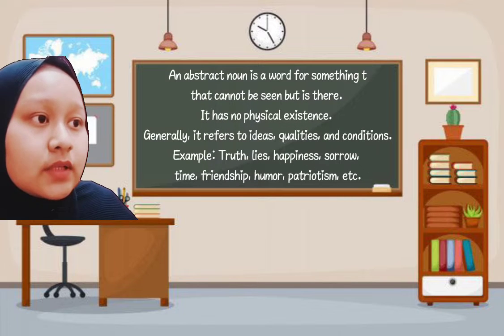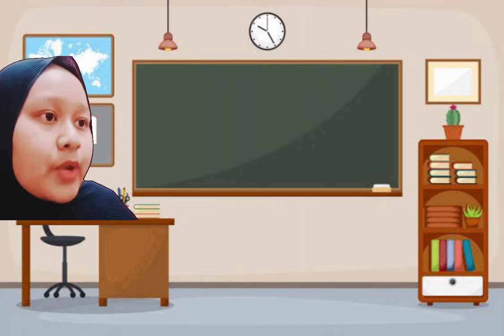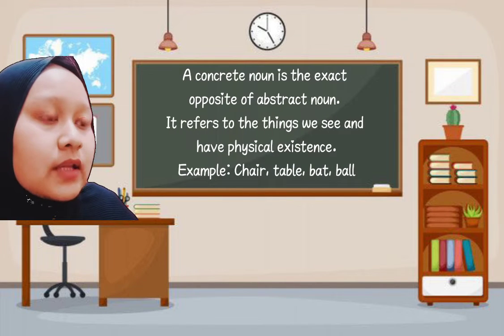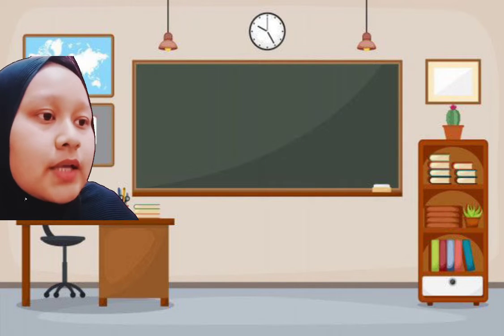Third, we have abstract noun. An abstract noun is a word for something that cannot be seen but is there. Example, truth, lies, happiness, sorrow, time, friendship, humor, patriotism, etc. Fourth, we have concrete noun. A concrete noun is the exact opposite of abstract noun. It refers to the things we see and that have physical existence. Example, chair, table, bed, ball, etc.